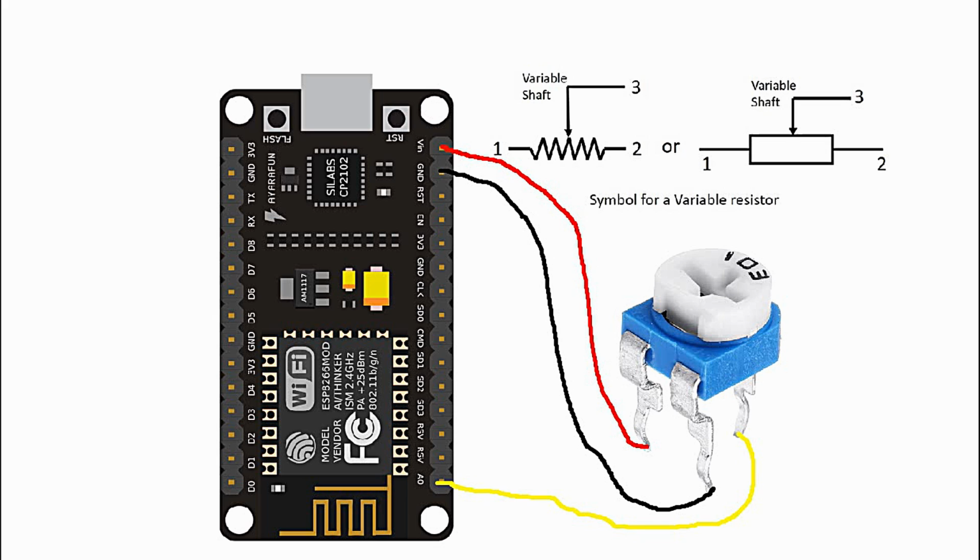I am going to build this schematic on my breadboard for interfacing this particular variable resistor to my NodeMCU development board, and then finally I will be connecting this NodeMCU to the PC through a micro USB cable using this micro USB connector available in my NodeMCU.